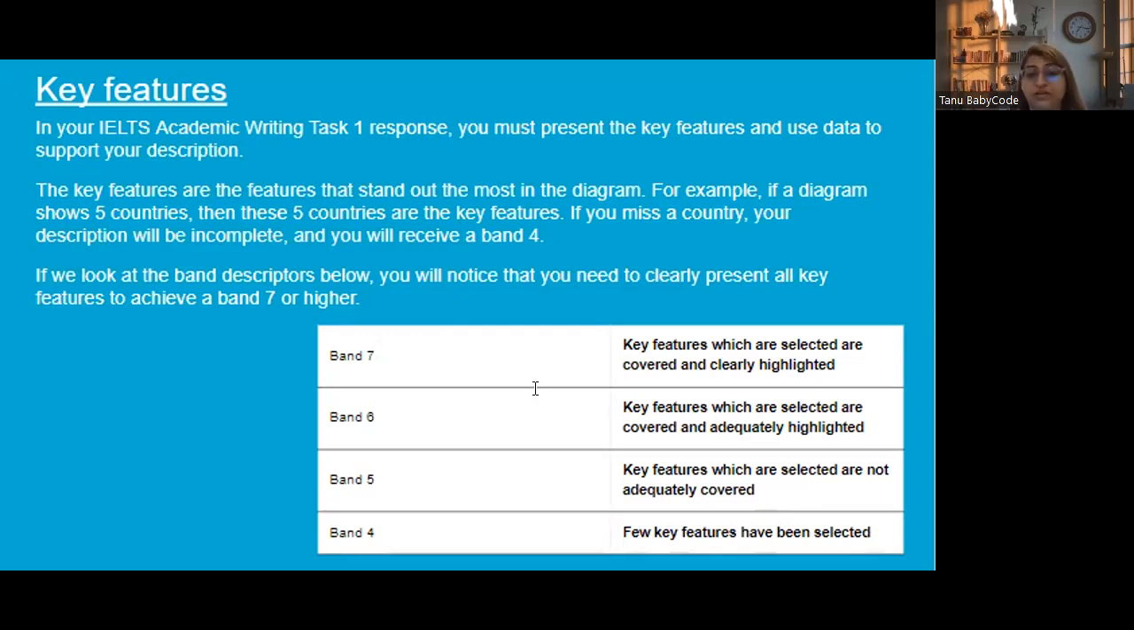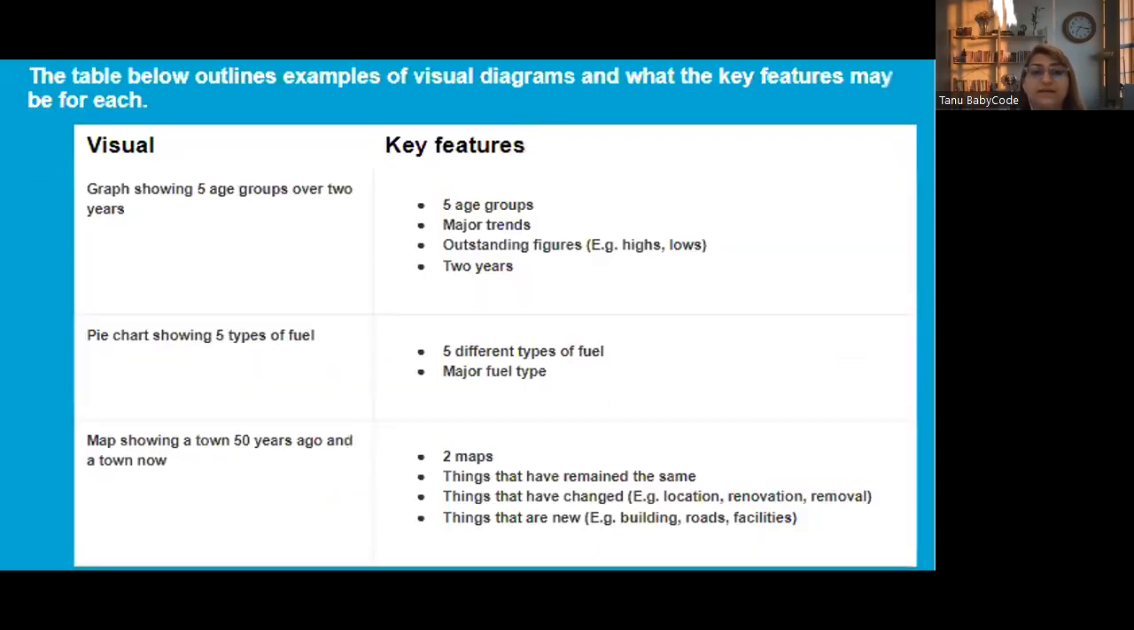You will receive band 4. If you want to achieve band 7, then the key features which are selected are covered and clearly highlighted. For band 4, few key features have been selected. So you have to write about all the key features. Now, suppose you have a graph of 5 age groups. What are your key features? 5 age groups, major trends, outstanding figures, 2 years.